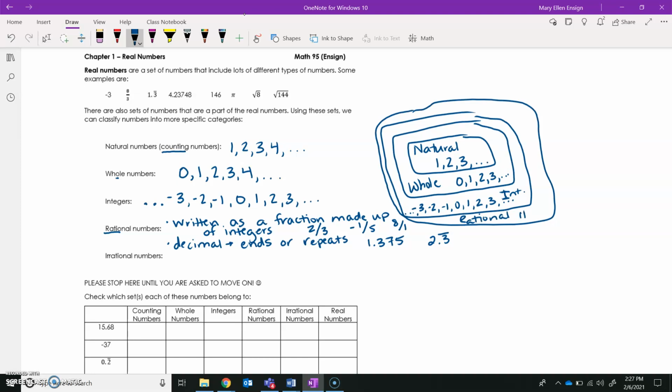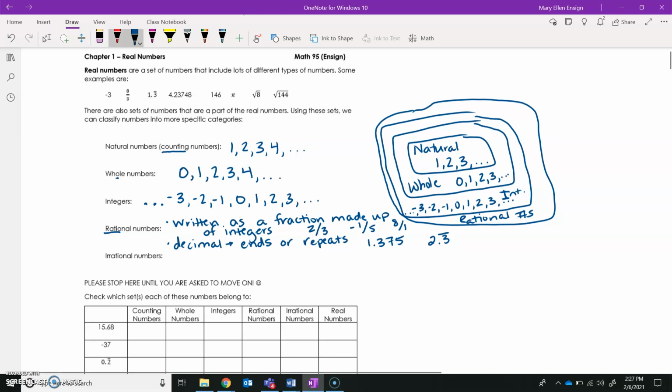All integers are rational numbers. All whole numbers are rational numbers. All natural numbers are rational numbers. But there are also numbers in here, like 2/3, that are not any of these smaller sets.